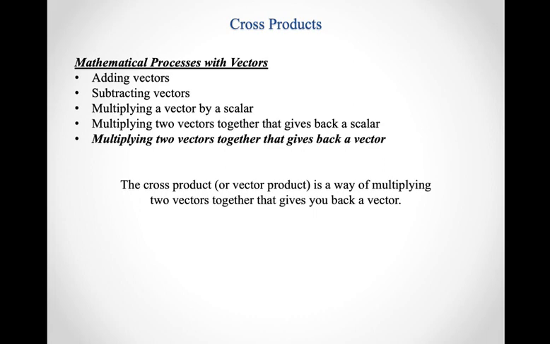So what we're going to see is that the cross product, which is also known as the vector product, is a way of multiplying two vectors together that gives us back a vector. There's going to be a lot of similarities between the dot product and the cross product. The biggest difference is that the dot product gives us back a scalar, the cross product gives us back a vector, which means what we do with the cross product has got to give us back information that contains both magnitude and direction.